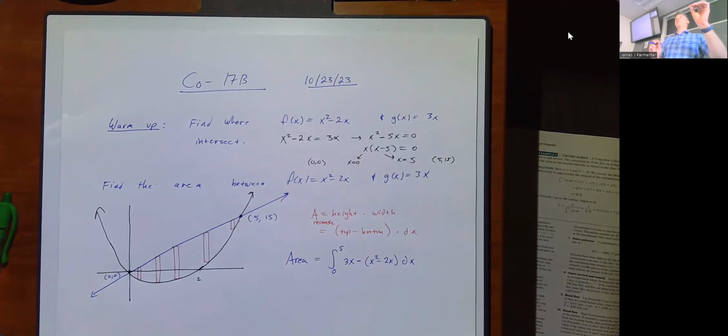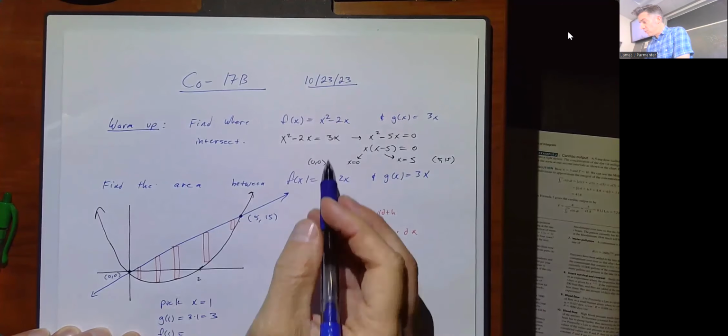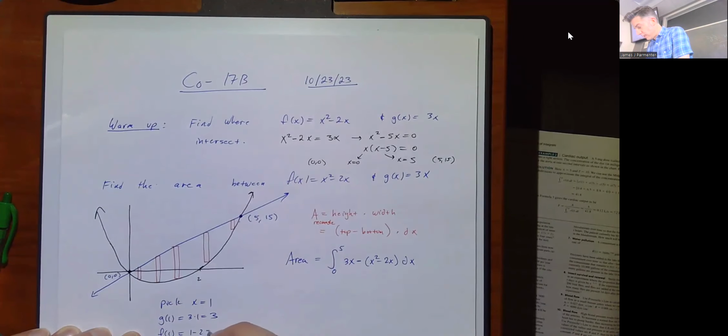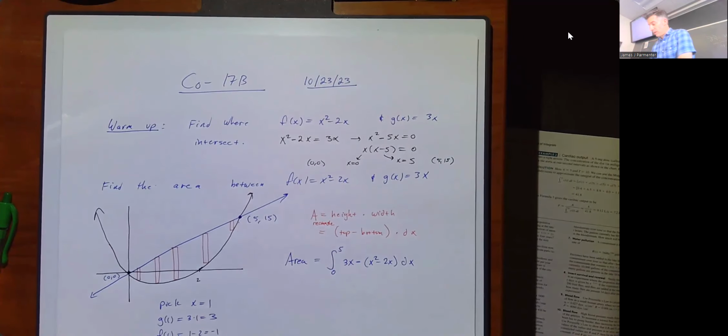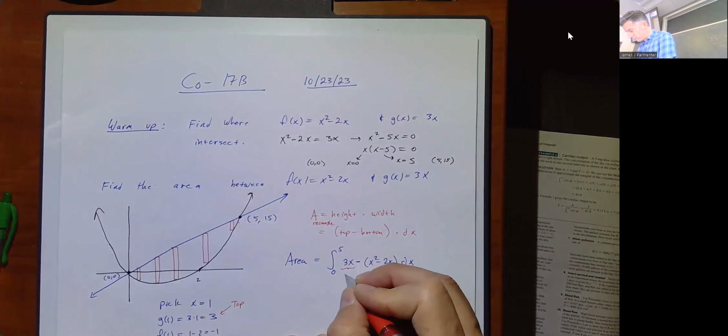So pick a point in between those two x values, like x equal to 1 or 2 or 4 or 3, or pick something easy. So if you pick, say, x equal to 1, g of 1 is 3 times 1, which is 3. f of 1 is 1 minus 2, which is negative 1. g of 1 is bigger. So that's the top. That's why g of x here is the top function, and f of x here is the bottom function.